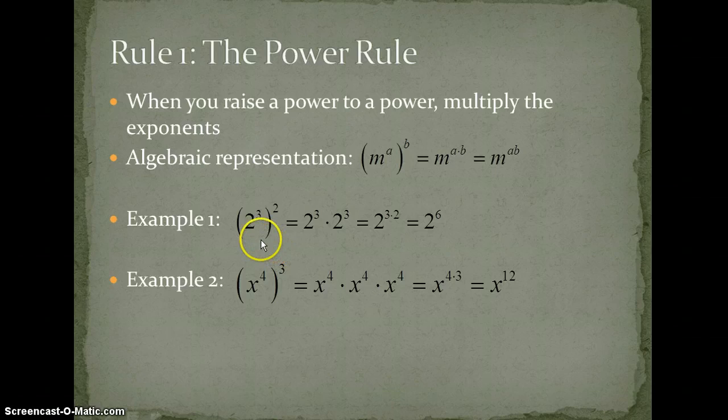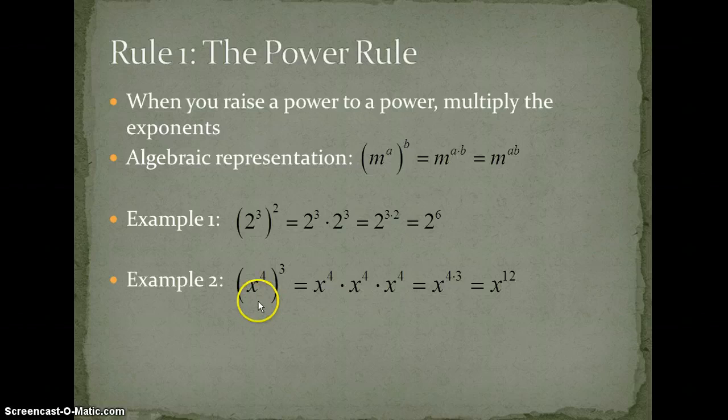Here's how it looks in real life. 2 to the third power raised to the second power. So that's 2 to the third times 2 to the third if you string it out. That becomes 2 to the third times 2, which is ultimately 2 to the sixth.